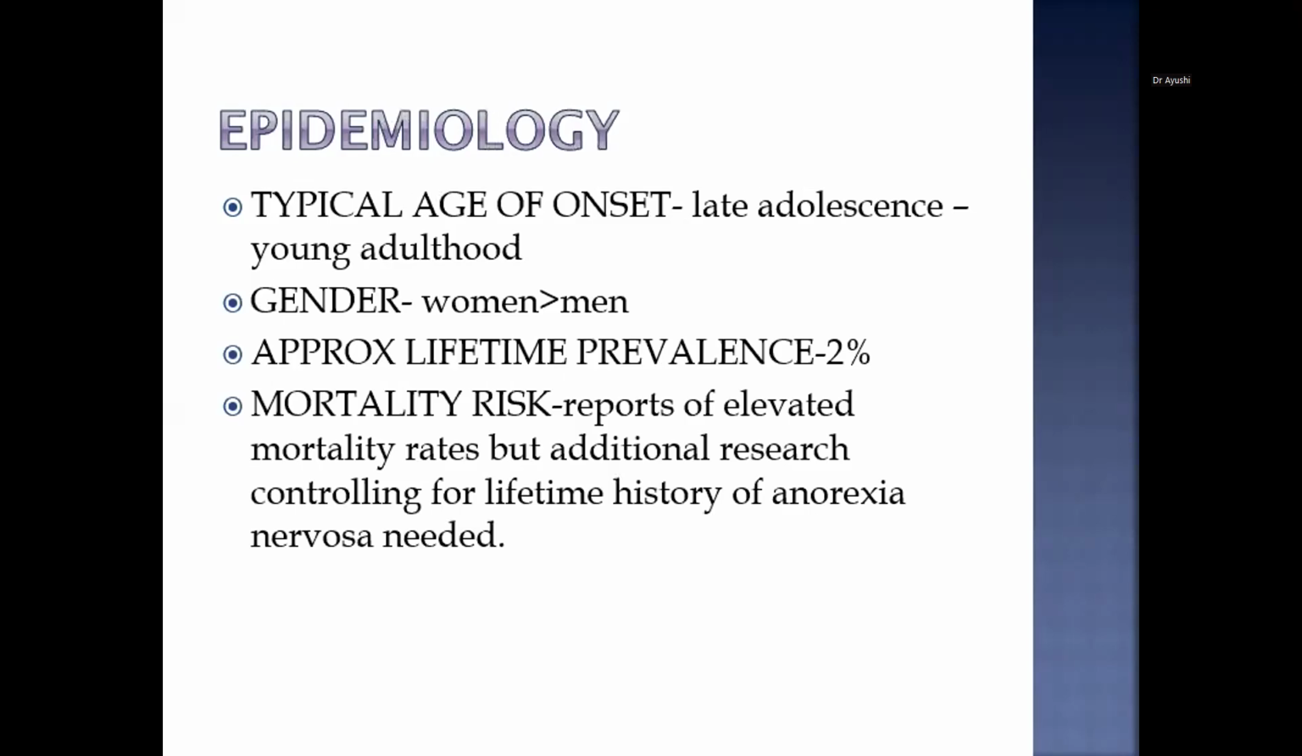So, what is epidemiology? Typical age of onset is from late adolescence to young adulthood. Gender: it is most prevalent in women than men. Approximate lifetime prevalence is 2%. Mortality risk: reports of elevated mortality rates are present, but additional research is going on.